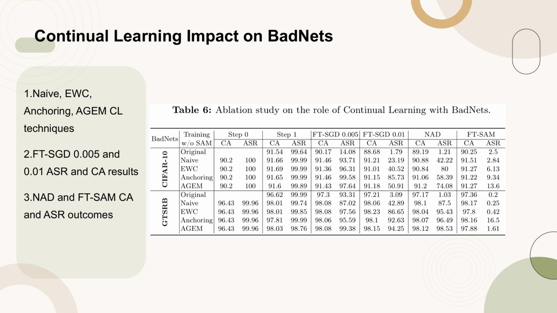Table 6 presents an ablation study focusing on the role of continual learning, CL, techniques with the BadNets model. The study evaluates the effectiveness of different CL methods including naive, EWC, anchoring, and AGM, without the use of the sharpness-aware minimizer, SAM. The results are categorized by training steps and show the performance metrics for attack success rate, ASR, and clean accuracy, CA, under various fine-tuning scenarios such as FT-SGD with different learning rates and NAD.